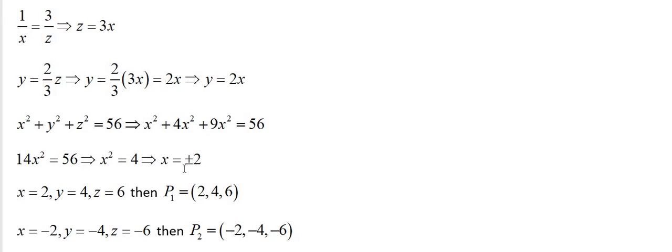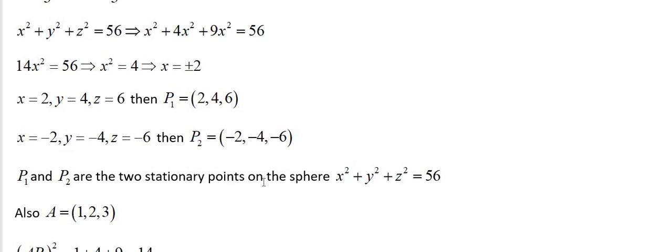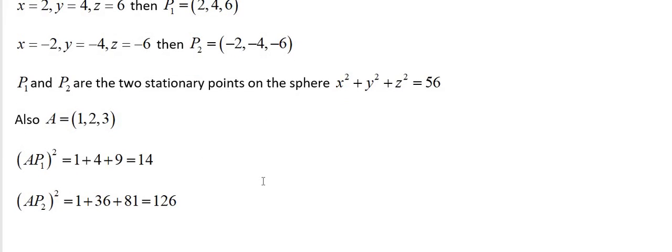That's why if I consider x equal to 2, then y equal to 4, z equal to 6. Then the point P1 is (2, 4, 6). If I consider x equal to minus 2, y equal to minus 4, z equal to minus 6, then P2 is (minus 2, minus 4, minus 6). Now I have coordinates of P1 and P2 and also the point (1, 2, 3). Now I am going to find the distances AP1 and AP2.